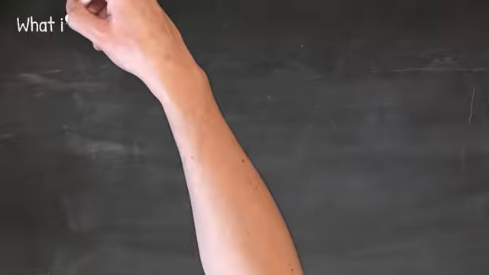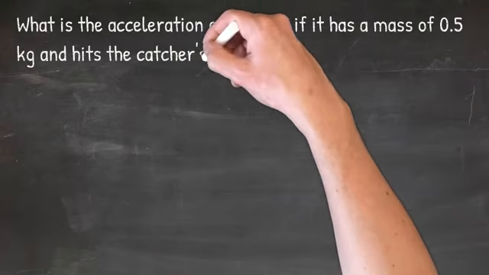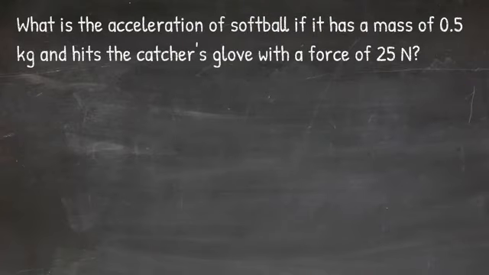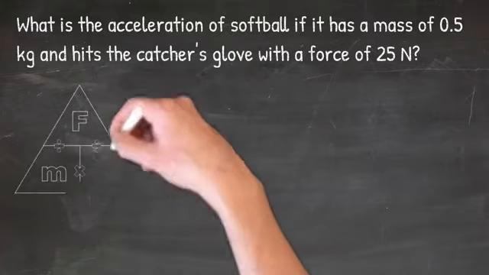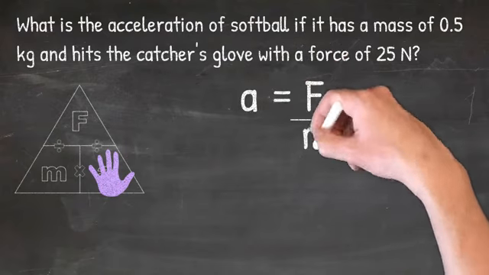In our final practice problem, we're going to look at how to solve for the acceleration. Our question says, what is the acceleration of a softball if it has a mass of 0.5 kilograms and hits the catcher's glove with a force of 25 newtons? So when I look at my triangle, I'm going to cover up the letter a, and that tells me to do force divided by mass.